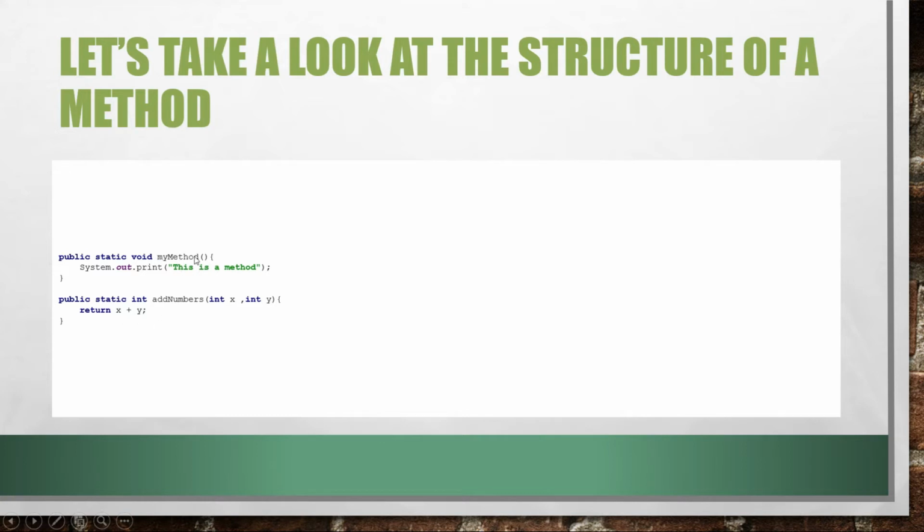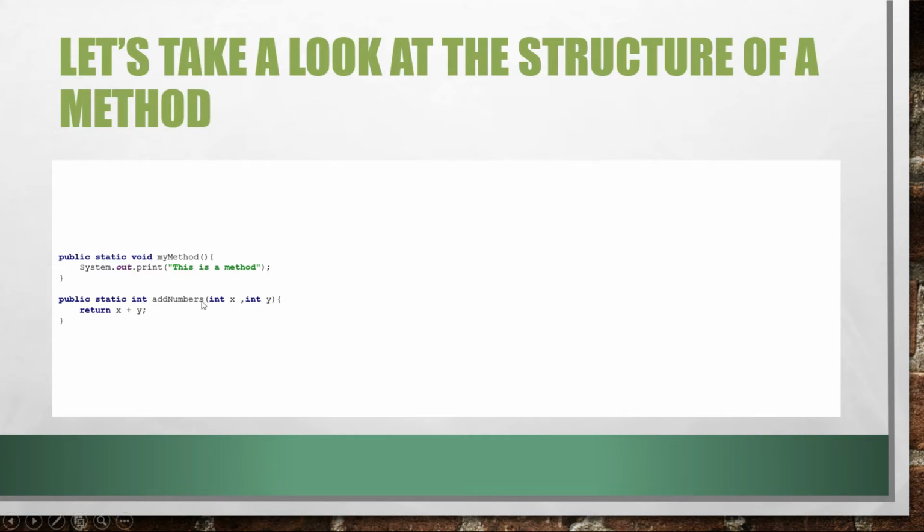So when myMethod is finished being executed, it doesn't return us anything. It just moves on. But when addNumbers has finished executing, it returns us a value, and that value is an integer. And that's why we have this difference right here.